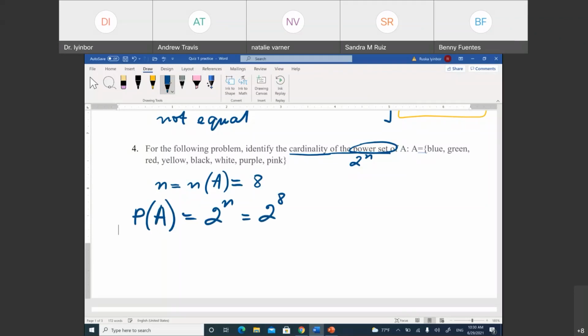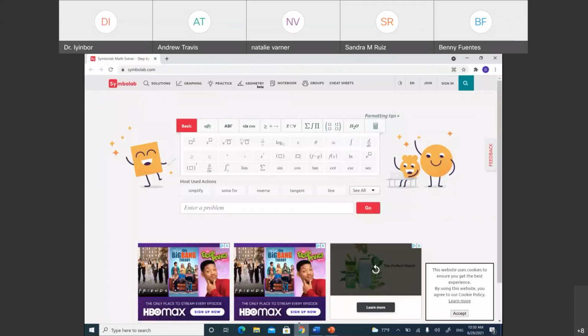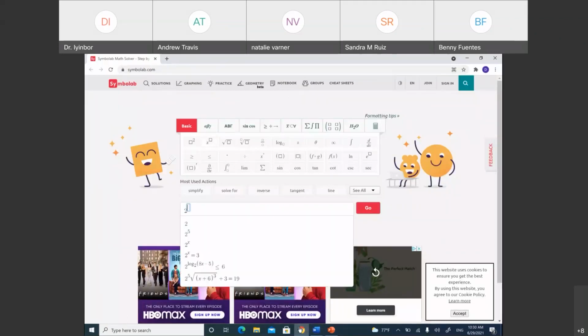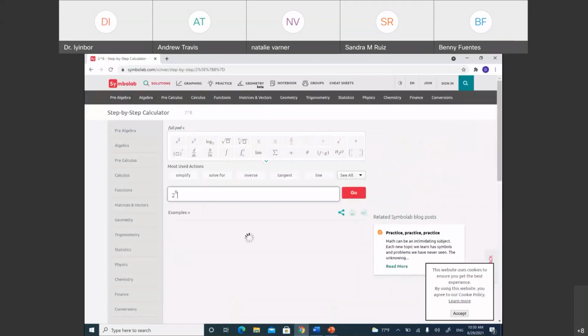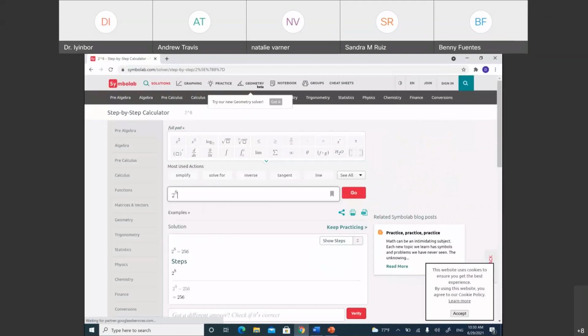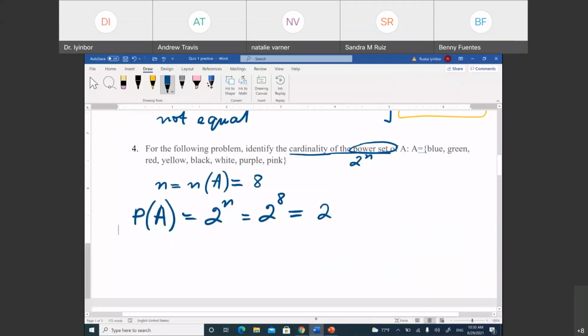And what is that? I have my symbol up here. 2 to the power 8 is 256. Okay? And that's my answer. The cardinality of the power set is 256. And I told you if it's a big number, you don't need to list them all, right?